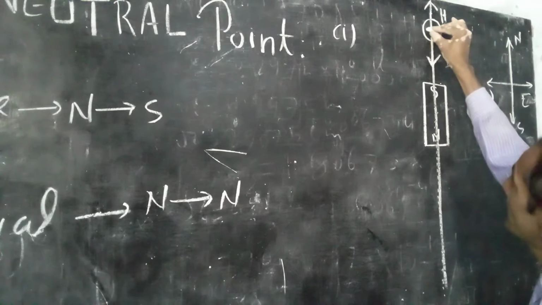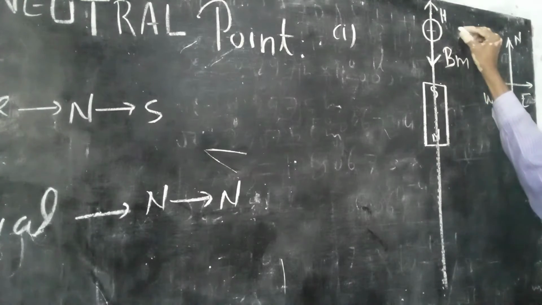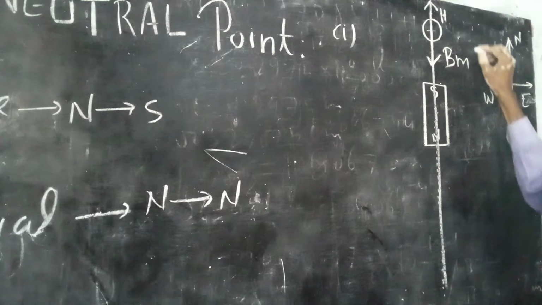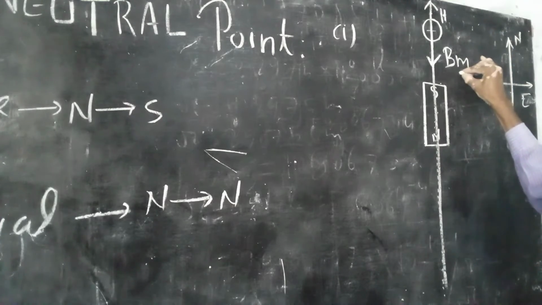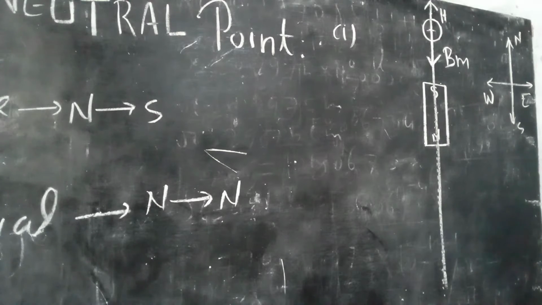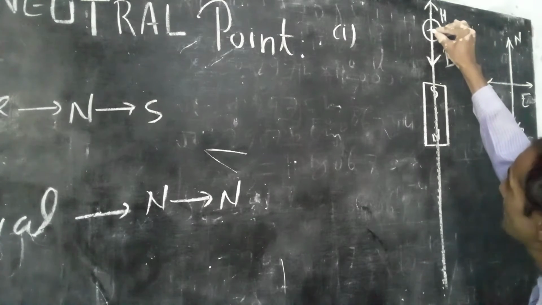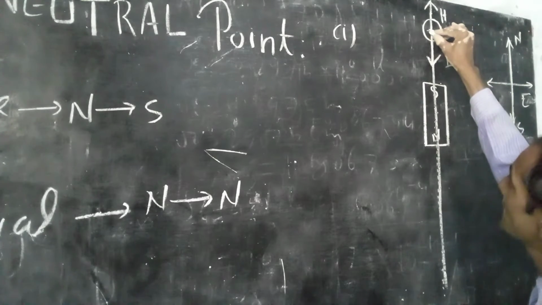And the horizontal component of Earth's magnetic field is in the direction of north of the Earth. So at this point, the horizontal component of Earth's magnetic field and the magnetic field produced by the magnet become equal and opposite. So no magnetic lines of force pass through this point. So at this point, the magnetic field becomes 0.